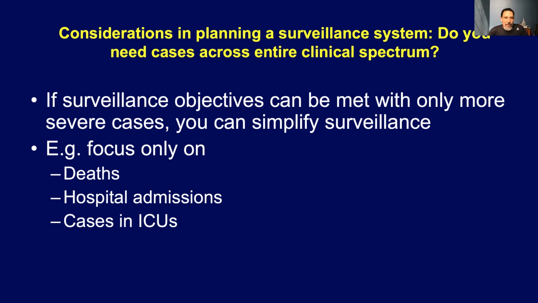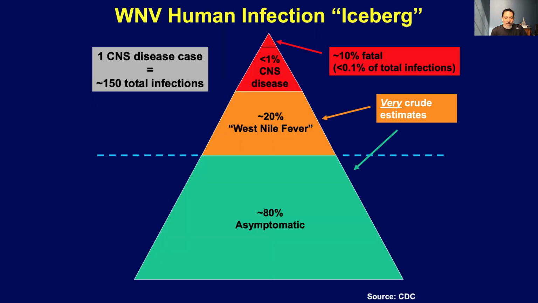Another question is, do you need to have information on cases across the entire clinical spectrum? It may be that you can meet your surveillance system objectives only by tracking the more severe cases. And if that's true, you can really simplify your surveillance system. So can you just focus on deaths due to the condition, or people admitted to hospitals, or cases in intensive care units? This requires you to articulate what the goals of the surveillance system are, and then also know and look carefully at the spectrum of disease.